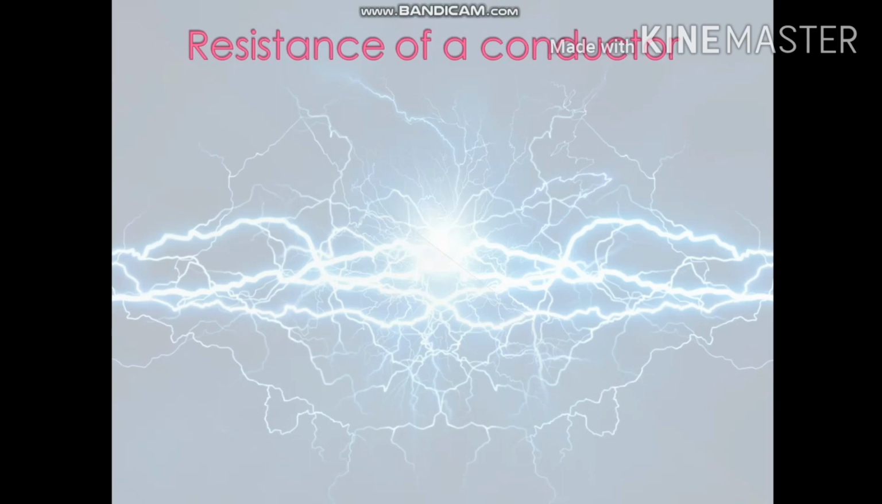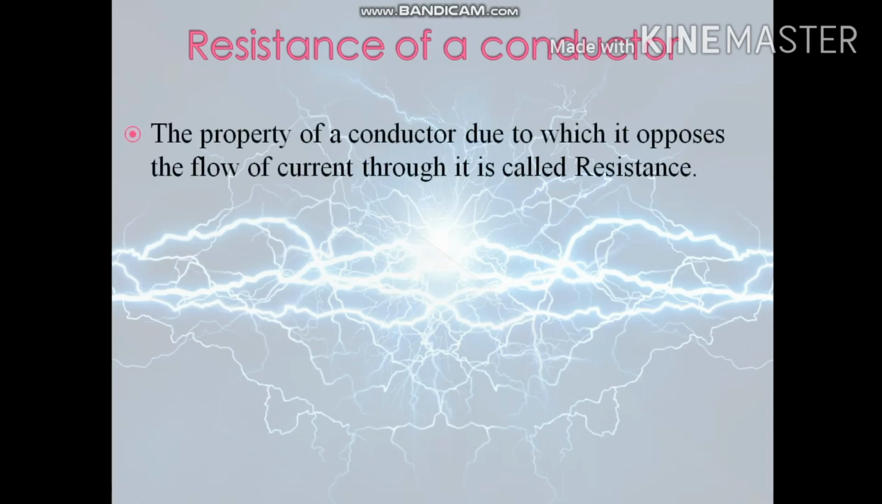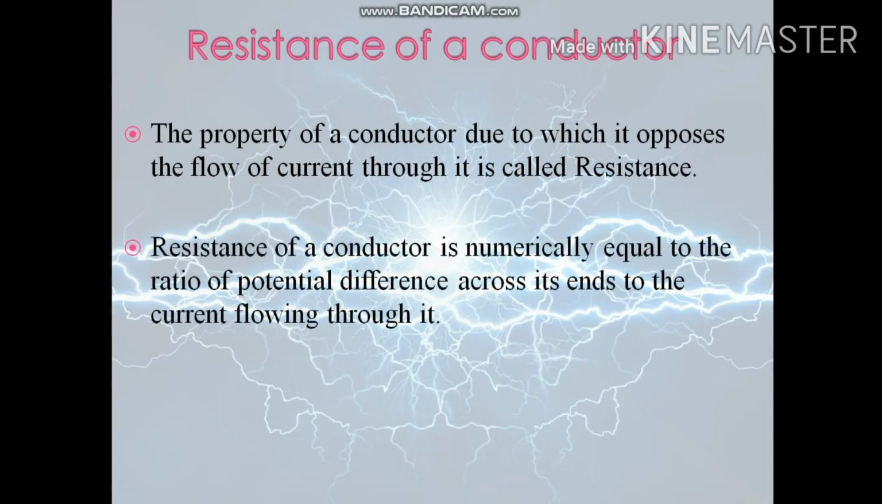So what is resistance? The property of a conductor due to which it opposes the flow of current through it is called resistance. The resistance of a conductor is numerically equal to the ratio of potential difference across its ends to the current flowing through it. That is, resistance is equal to potential difference divided by current, or R = V/I, where V denotes potential difference and I denotes current. Resistance means an obstacle or disturbance in the path of a conductor.